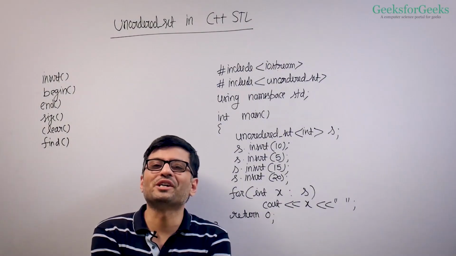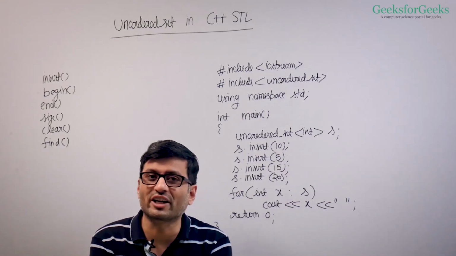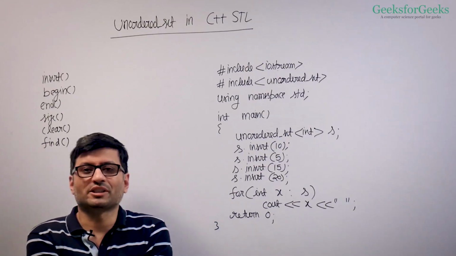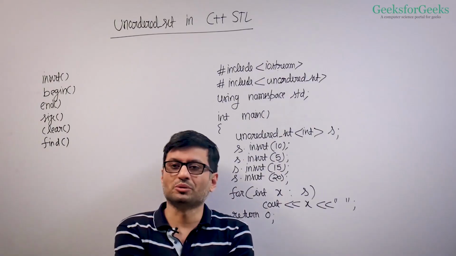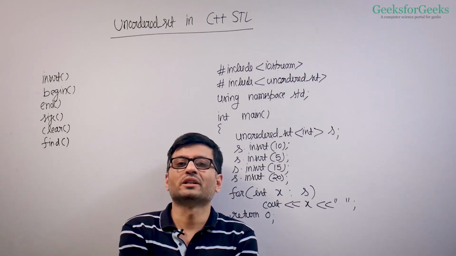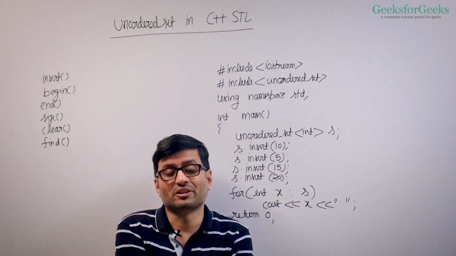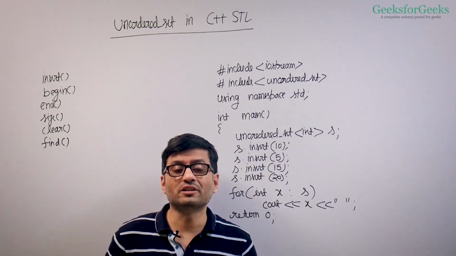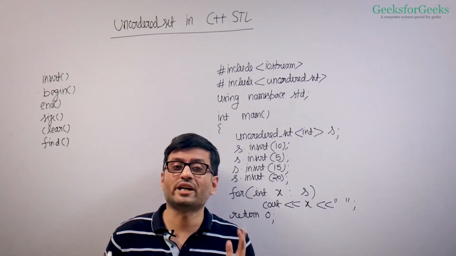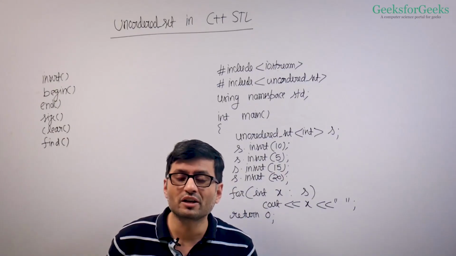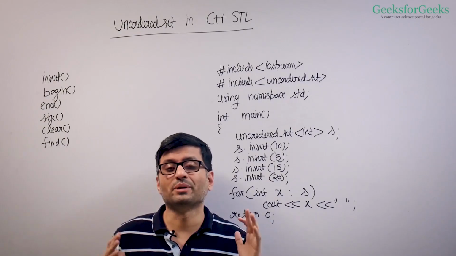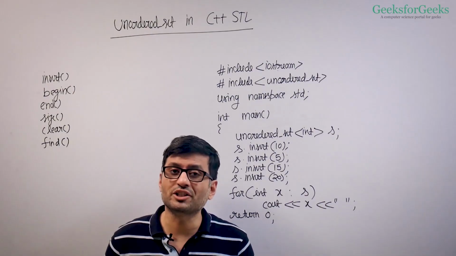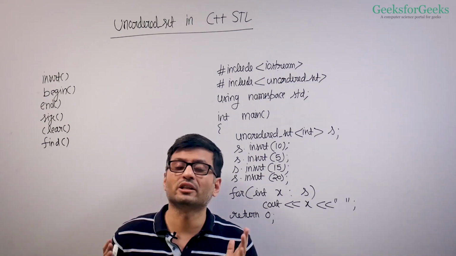Hi, in this video we are going to talk about unordered set in C++ STL. We already talked about set in C++ STL. So most of the functions that you see here are going to be the same as set. Their behavior is going to be the same, although their internal implementation is going to be different because set is based on red black tree, but unordered set is based on hashing. We'll talk about internal implementation and time complexity details later.